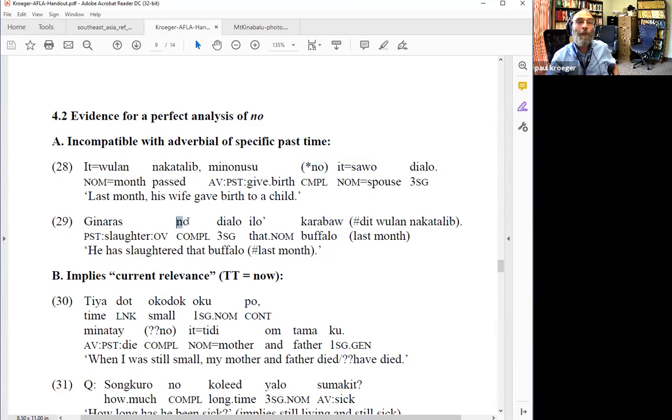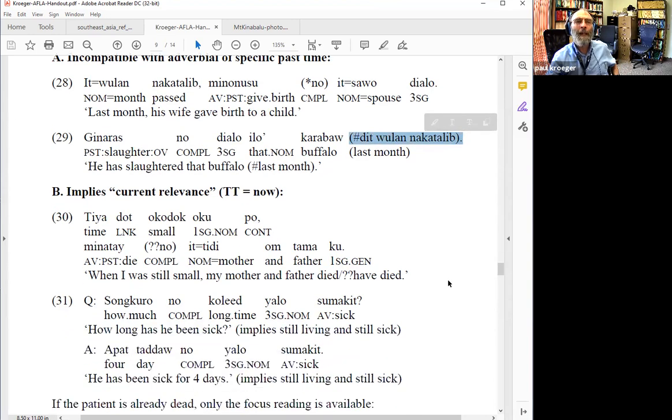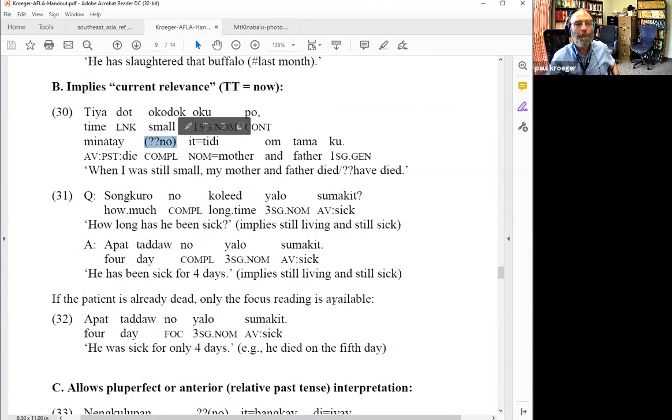If you have a description of a past event with the particle, he has slaughtered that buffalo, then you can't add the time phrase. Second, it implies current relevance in a sense. So in English, it's odd to say, when I was a small child, both my parents died. In Kimaragang, for the same reason, if you're describing that, you would use the simple past tense, but you would not add this particle.